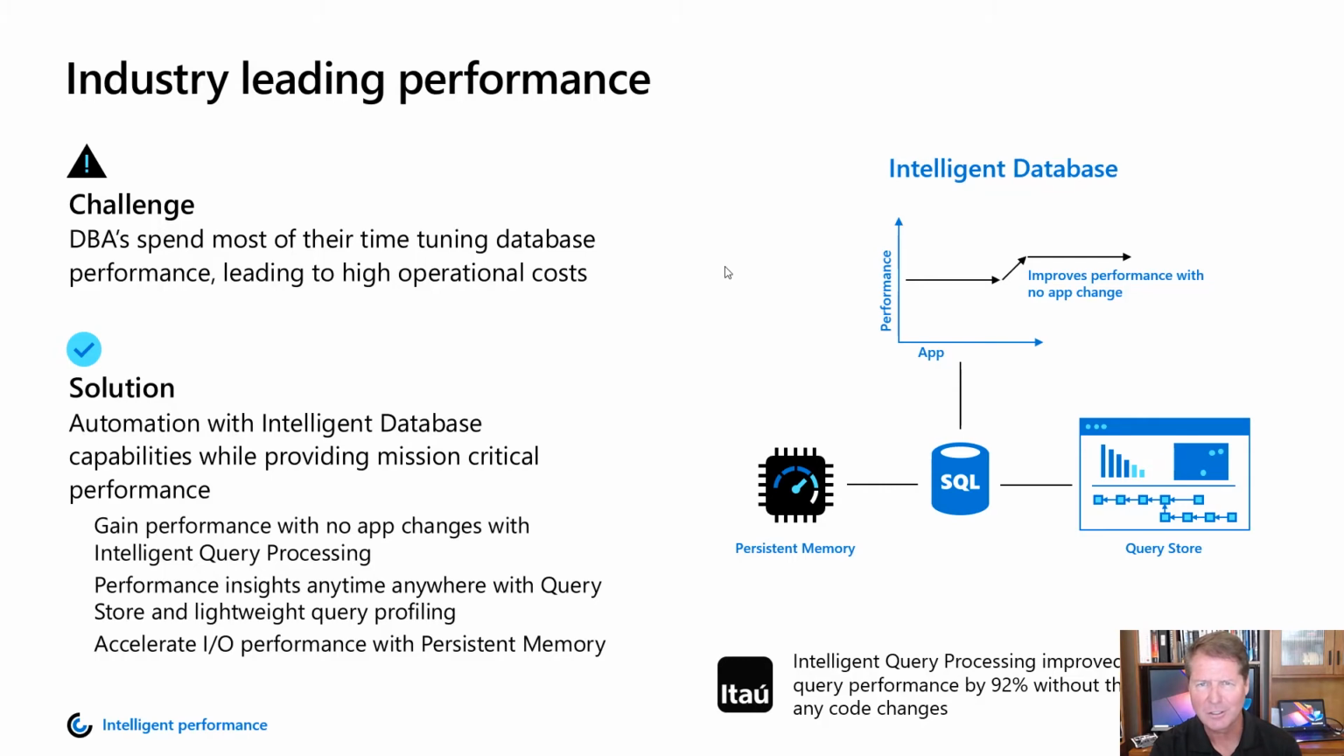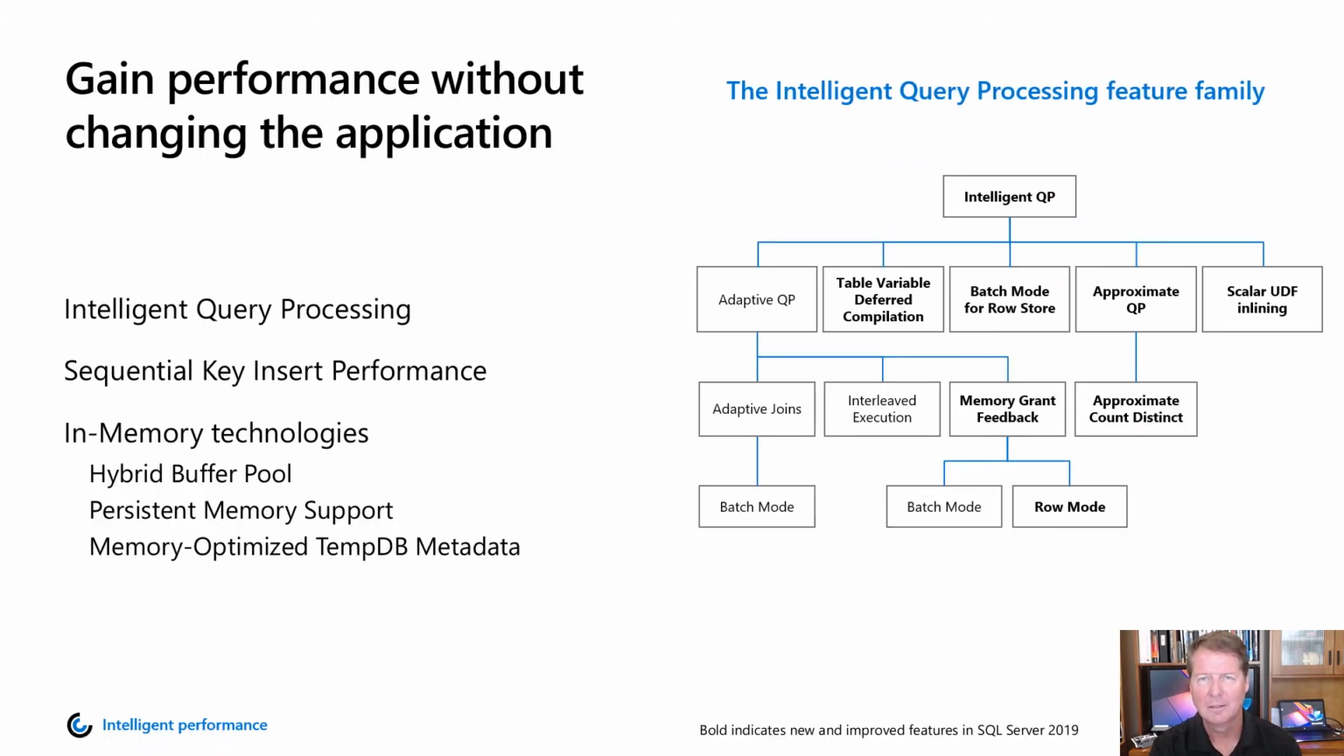So what is intelligent query processing? Intelligent query processing is functionality built into the query processor. This isn't like a feature you check at installation time. You just install SQL 19, you go to the latest database compatibility level, and we're going to light up functionality in the query processor to make your application faster with no code changes. You may be asking yourself, what's an example of one of those?